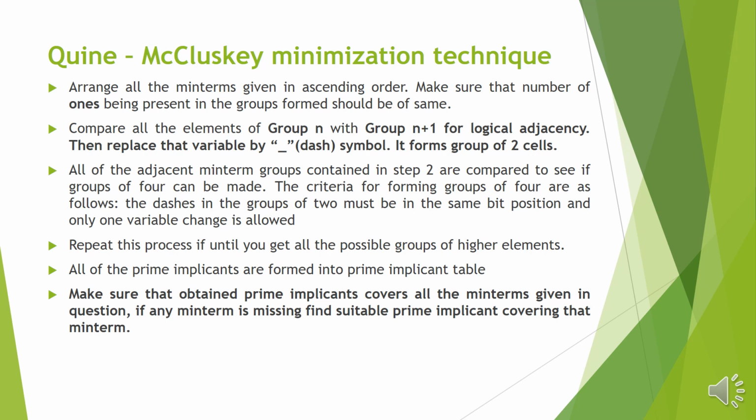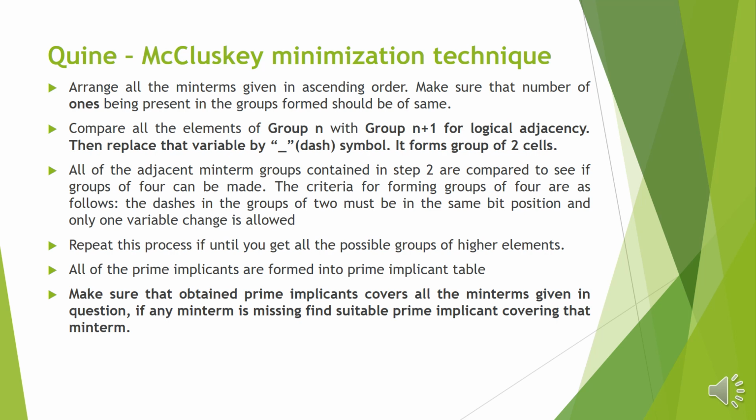The criteria for forming the groups of 4 are as follows. The dashes in the groups of 2 must be in the same bit position and only one variable change is allowed. That's what we call logical adjacency. Repeat this process until you get all the possible groups of higher elements, like groups of 8, groups of 16 if possible. All of the prime implicants are formed into a prime implicant table by covering all the minterms given at the top row. Make sure that the obtained prime implicants cover all the minterms given in the question. If any minterm is missing, find a suitable prime implicant covering that minterm.